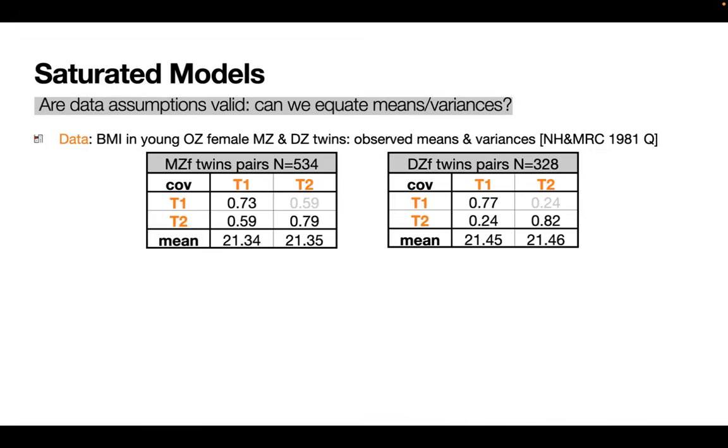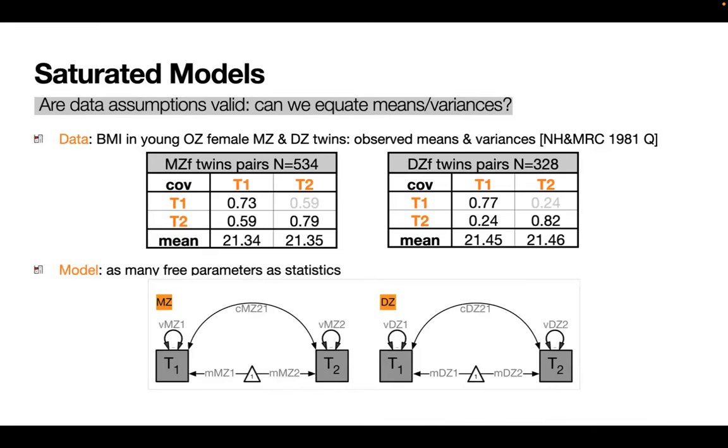We have 534 MZ pairs and 328 DZ pairs, and here are their observed means as well as variances and covariances. What does our model look like when we estimate the means and the variances freely?